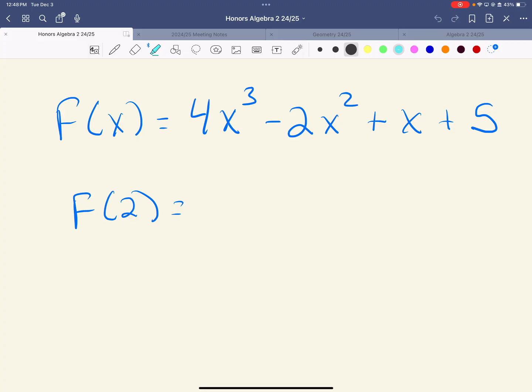So just a reminder, if you've forgotten, anywhere you see an x in your original function, you're going to replace it with a 2. Give you about 45 seconds. Probably need a calculator for this as well. Make sure you follow order of operations if you do not have a calculator doing it for you.